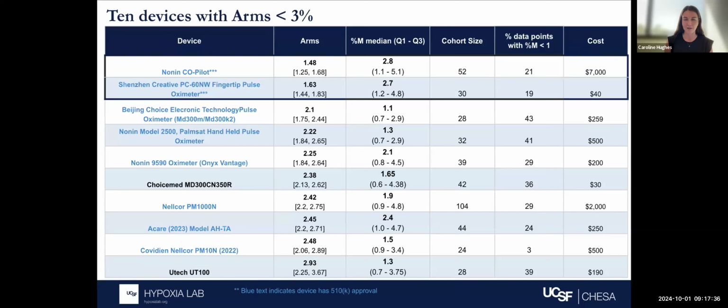Additionally, we wanted to point out, as Mike mentioned, we were looking at the percent modulation of our reference pulse oximeter for these cohorts. And you'll see that with the Nonin Copilot, as well as the Shenzhen Creative fingertip pulse oximeter, there was a high percent modulation in our reference pulse oximeter for their cohorts, indicating that these cohorts had a high level of perfusion. So we wanted to also point this out to indicate that as we continue testing these devices, we may see performance changes if the perfusion measurements go down as the cohort is continued to be tested. Next slide, please.